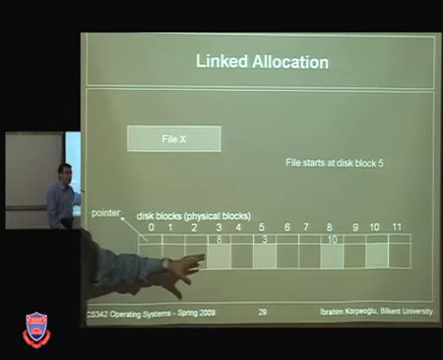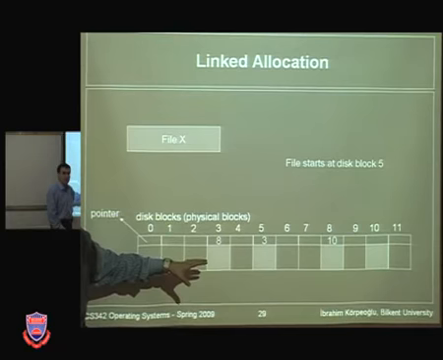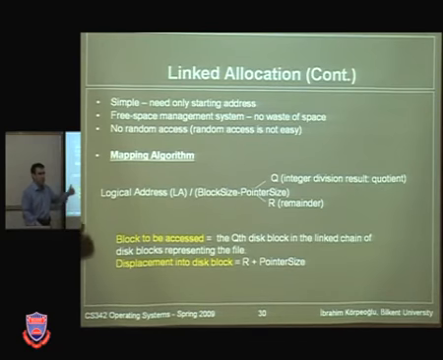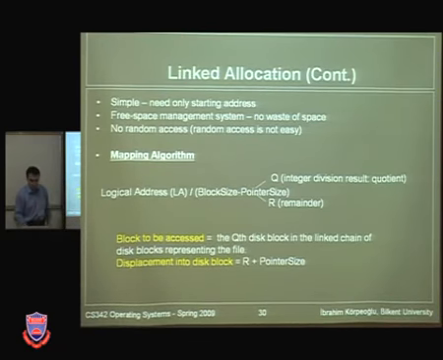It causes many disk accesses, all right? So therefore, random access will be quite slow if you are implementing linked allocation as it is. We will discuss how we can make it efficient later on, but let's look at this computation now.